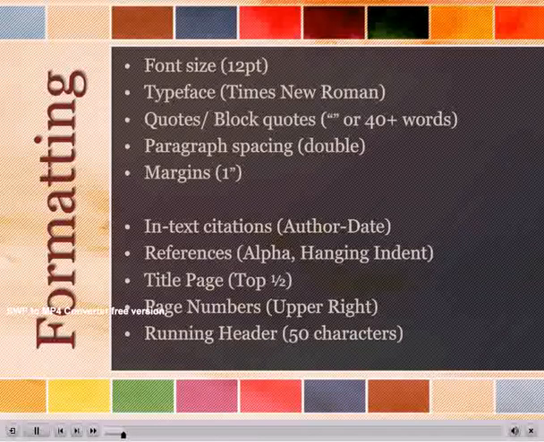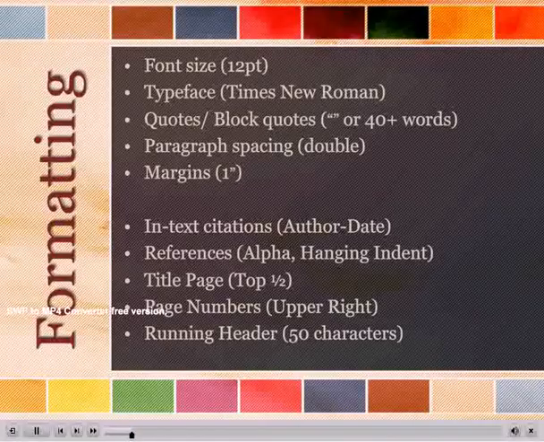References should be organized alphabetically with a hanging indent. And if you are asked to include a title page, the information on that page should appear on the top half. Page numbers are always placed in the upper right-hand corner of each page. And a running header is used, but you can only use 50 characters, and that includes the spacing.